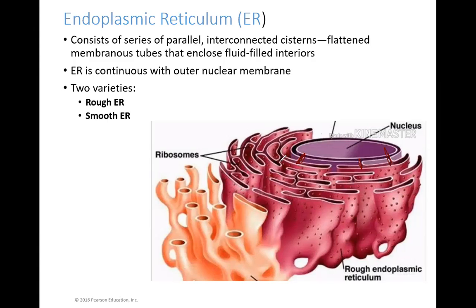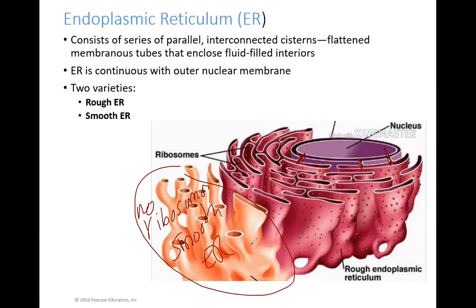So what we see over here, where there are no ribosomes, this is what's known as smooth endoplasmic reticulum. This is rough because of all the ribosomes studding the surface. Messenger RNA, mRNA, is put together inside the nucleus with the instructions for a protein, and it passes through one of these openings and it finds a ribosome out here and goes to work making a protein.